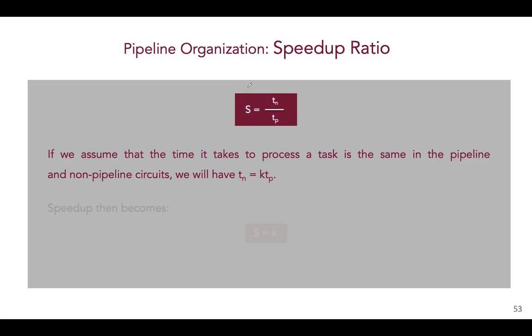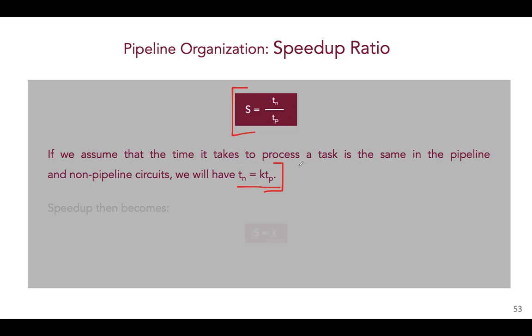Now let's focus on this new equation that we've got. So if we assume that the time it takes to process a task is the same in a pipeline system and a non-pipeline system, then that means Tn will be k times Tp. Now you have to be very, very sure of how we're getting these. So if you want to pause, if you want to take a break, the point is, all of the results that we're obtaining, it must be clear in your head how we're getting that.